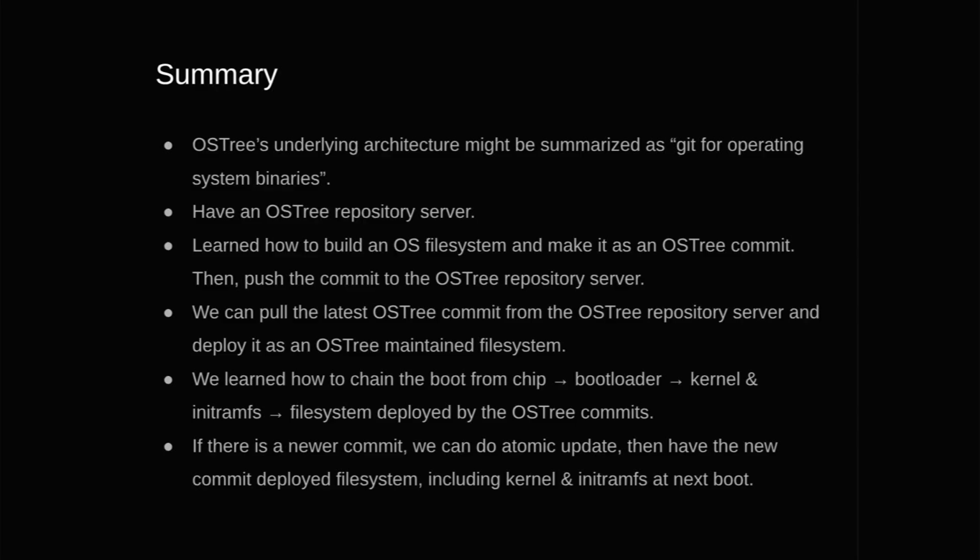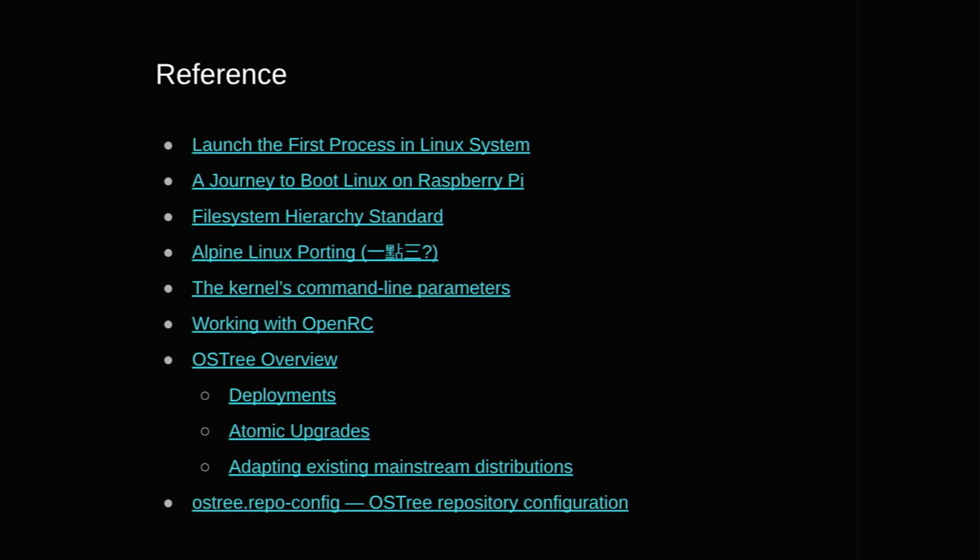If there is a new commit, we can do an automatic update, then have the new commit deployed by OSTree, including the kernel and initramfs at the next boot. And the OSTree-maintained file system increases consistency and robustness. And here are some references.